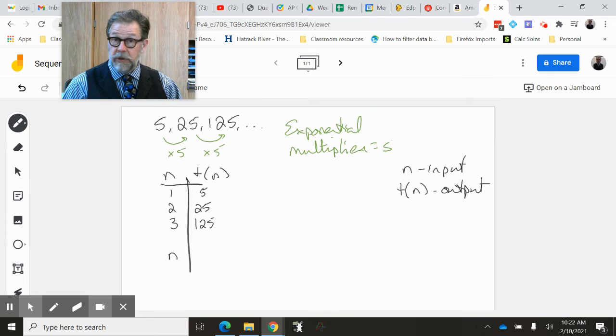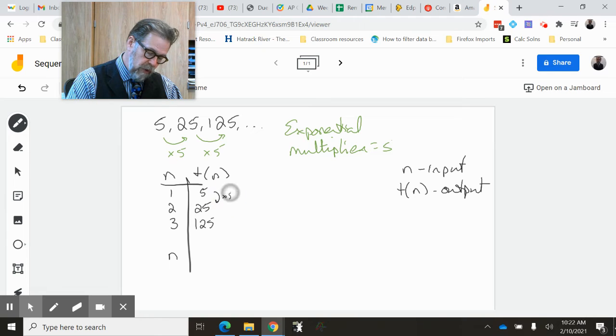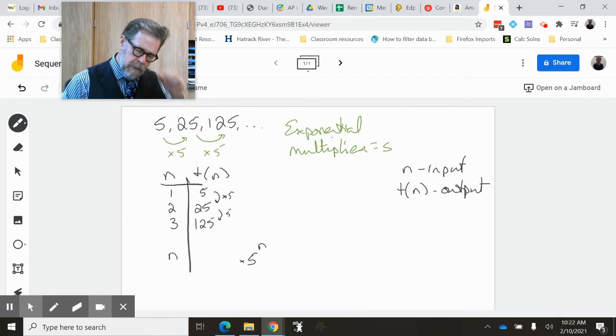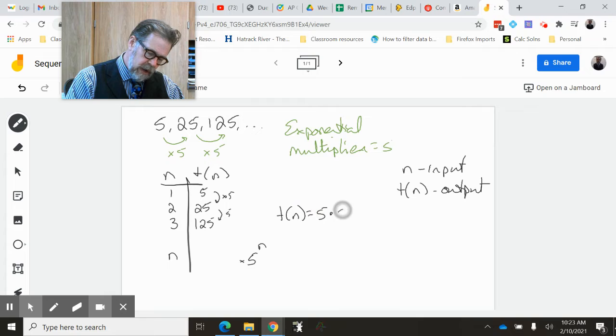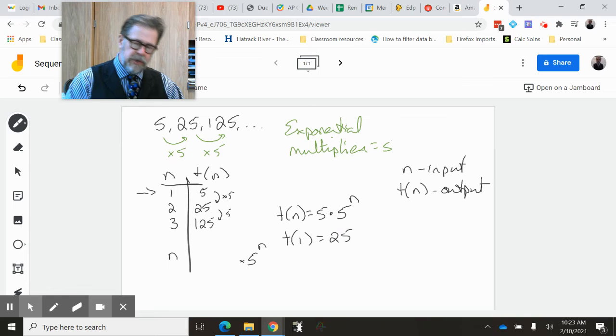Well, I already know I'm multiplying by 5 over and over and over again. So one way to think of this is that I am multiplying by 5 n times. So just remember, power of means multiply by that many times. So let's see if this works. If I make a sequence t of n equals 5 times 5 to the n, 5 is my starting point. Well, what I get is that when n is equal to 1, I get 25. So that's off by 1.